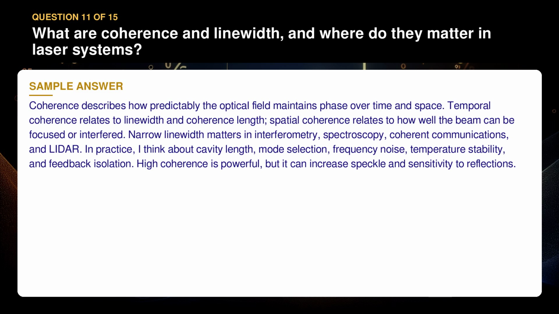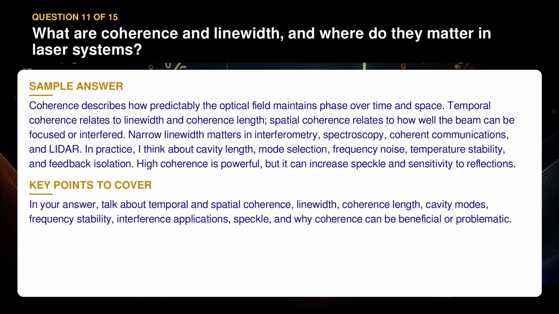In practice, I think about cavity length, mode selection, frequency noise, temperature stability, and feedback isolation. High coherence is powerful, but it can increase speckle and sensitivity to reflections. In your answer, talk about temporal and spatial coherence, linewidth, coherence length, cavity modes, frequency stability, interference applications, speckle, and why coherence can be beneficial or problematic.